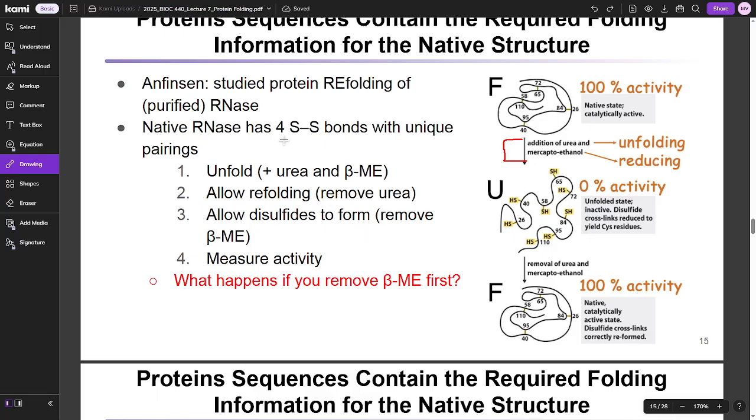So this is kind of reiterating it. This RNase is a specific protein that has 4 disulfide bonds with unique pairings. If you unfold it with urea and allow refolding, you remove the urea first, and then you allow the disulfide bonds to form after removing beta mercaptoethanol, right? That's what I said. If you remove beta mercaptoethanol first, you completely destroy the protein's function, as the protein is no longer able to reform into its normal structure before it's oxidized into the covalently bonded disulfide state, right?